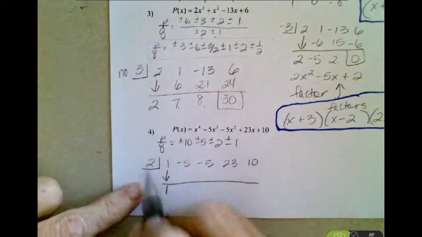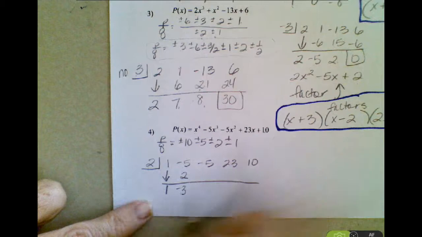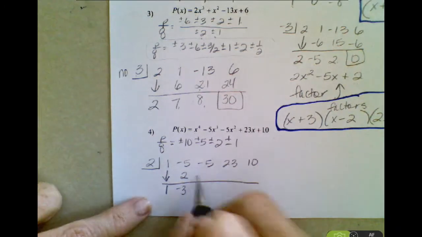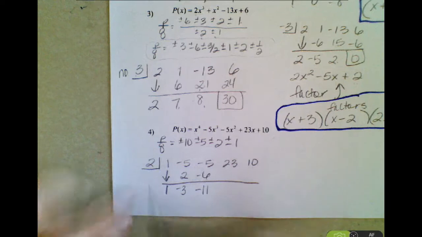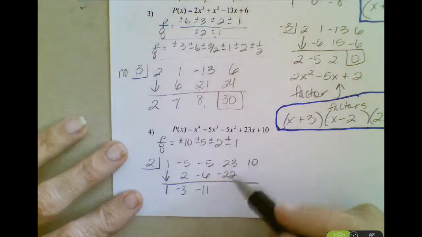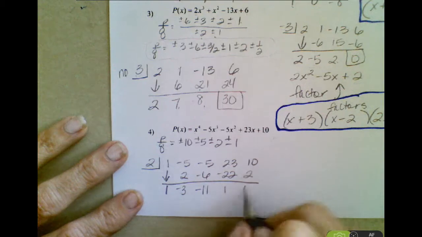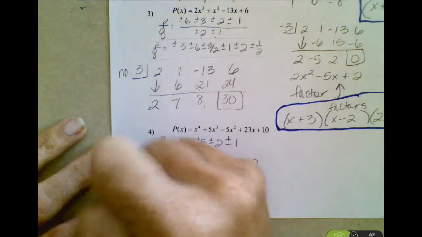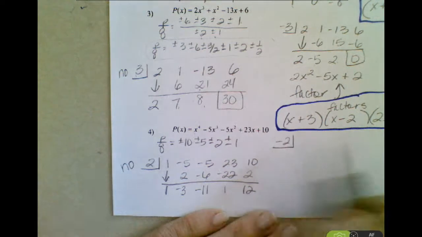Put down 1. So 2 times 1 is 2. -5 plus 2 is -3. 2 times -3 is -6. -5 plus -6 is -11. 2 times -11 is -22. 23 minus 22 is 1. 2 times 1 is 2, so that gives me 12. So this is not a possibility. I'm going to go ahead and try -2, see what happens.